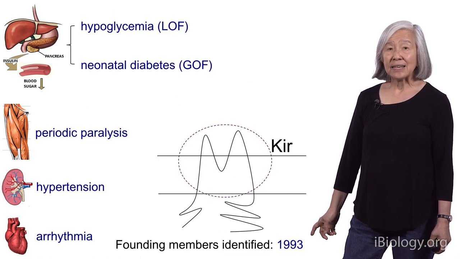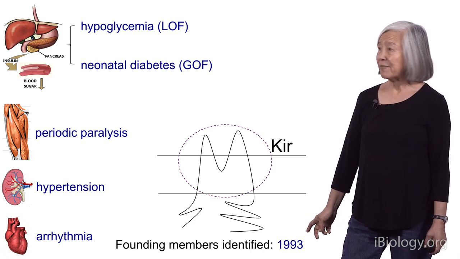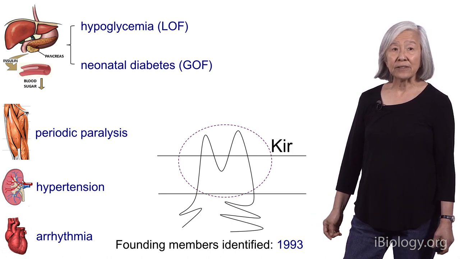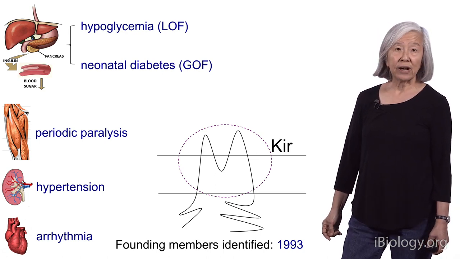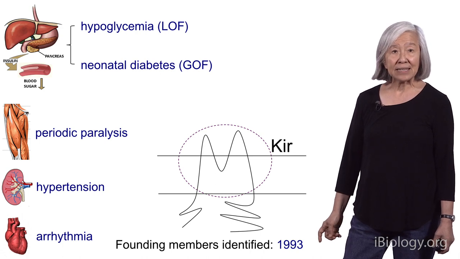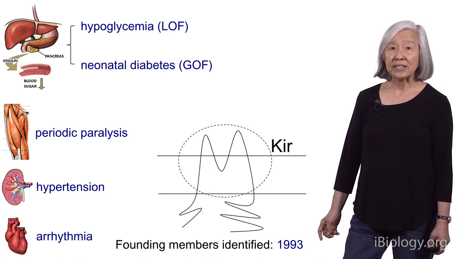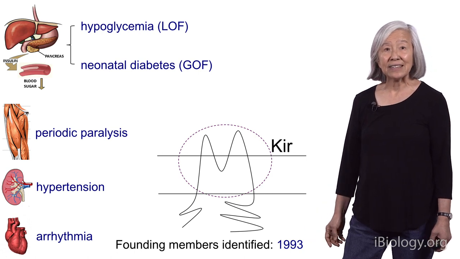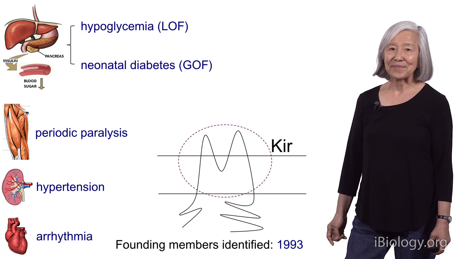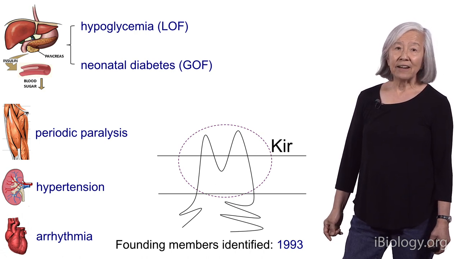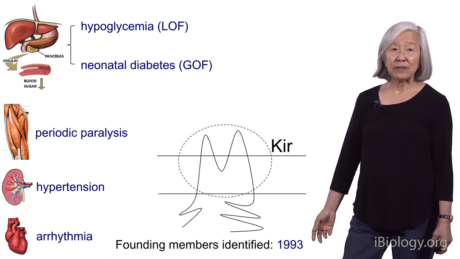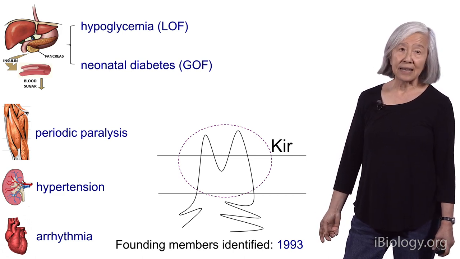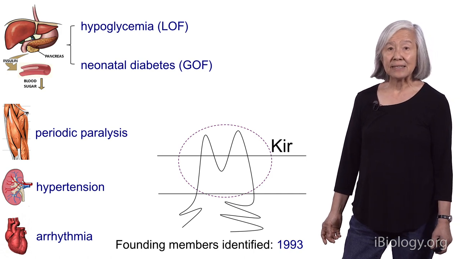For the inward-rectifying potassium channel, once the different family members have been characterized, we see that this family does include the channel that's important for controlling insulin release. So loss of function mutation will cause hypoglycemia of infancy, and gain of function mutation will cause neonatal diabetes. This has been explained in detail by my colleague Frances Ashcroft in her iBiology talk. Other members of this family, when mutated, will cause periodic paralysis, that's disease of the skeletal muscle, hypertension, disease of the kidney, or arrhythmia, disease of the heart.